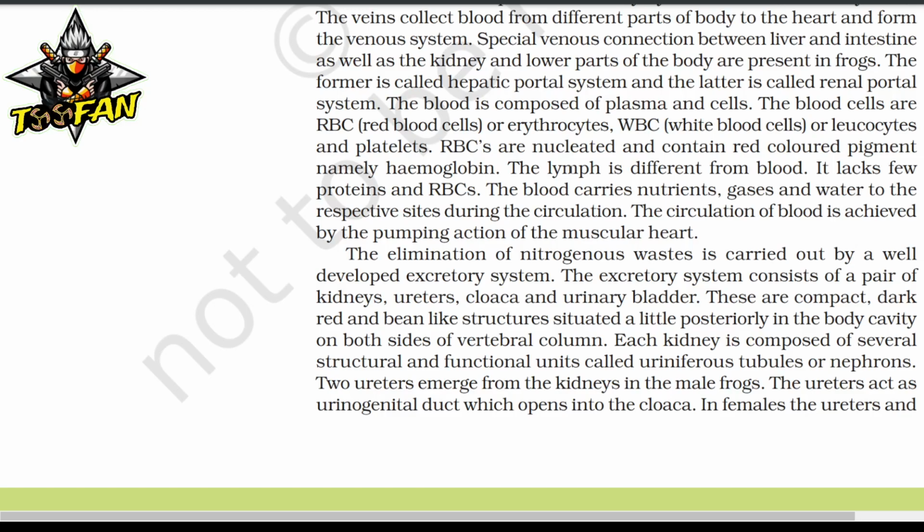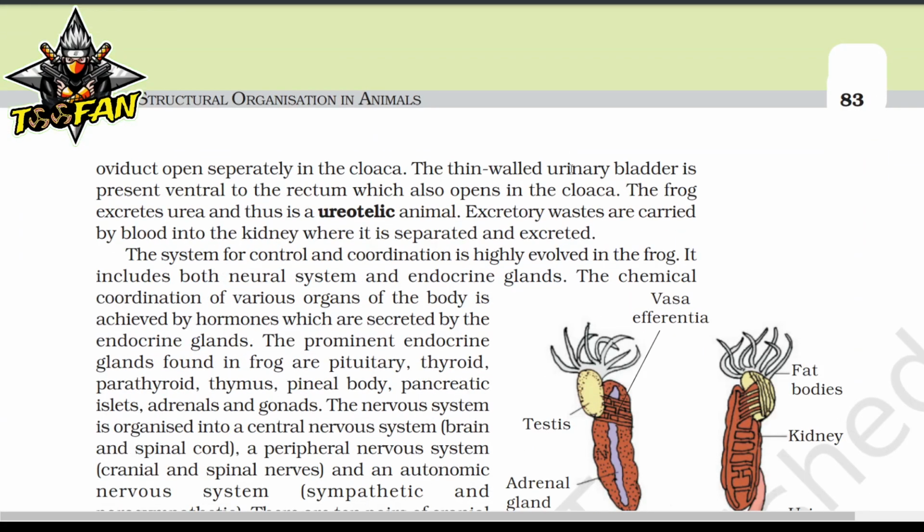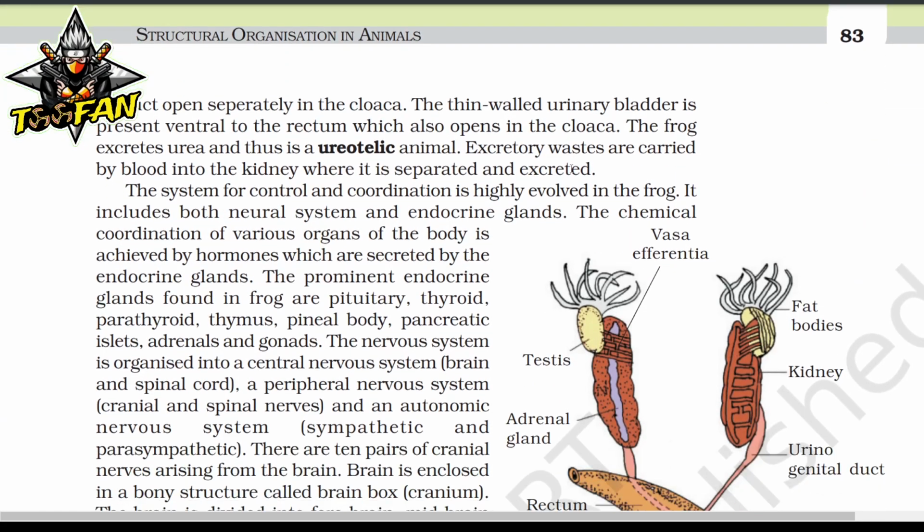Two ureters emerge from the kidney in the male frog. The ureter acts as a urogenital duct which opens into the cloaca. In females, the ureter and the oviduct open separately in the cloaca. The thin-walled urinary bladder is present ventral to the rectum, which opens in the cloaca. The frog excretes urea and thus is a ureotelic animal. Excretory wastes are carried by blood into the kidney, where they are separated and excreted.